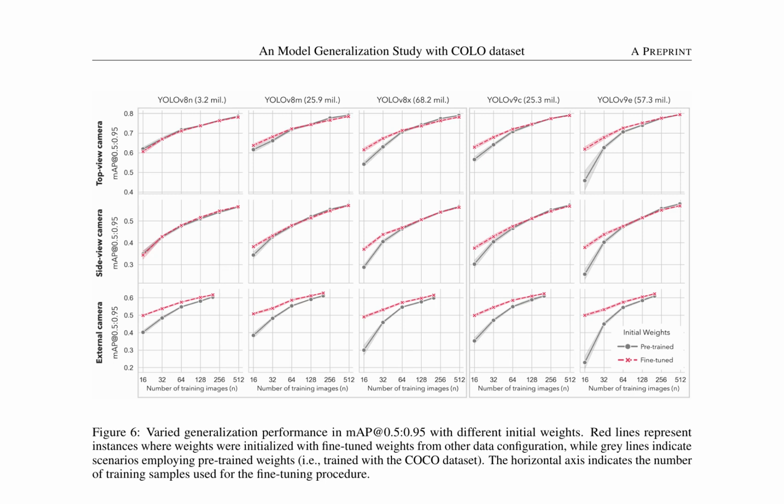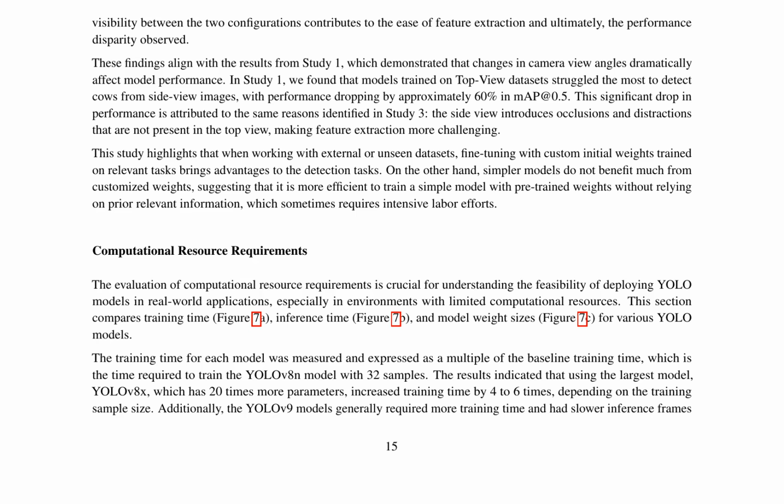The findings suggest that fine-tuning with custom initial weights trained on relevant tasks can significantly enhance detection performance, especially for complex models. However, simpler models do not benefit much from customized weights, indicating it is more efficient to train them with pre-trained weights. The study also underscores the importance of considering computational resource requirements when deploying YOLO models in real-world applications. The evaluation reveals that larger models, such as YOLOv8x, require more training time and have slower inference speeds compared to smaller models like YOLOv8n. This information is crucial for understanding the feasibility of deploying these models in environments with limited computational resources.